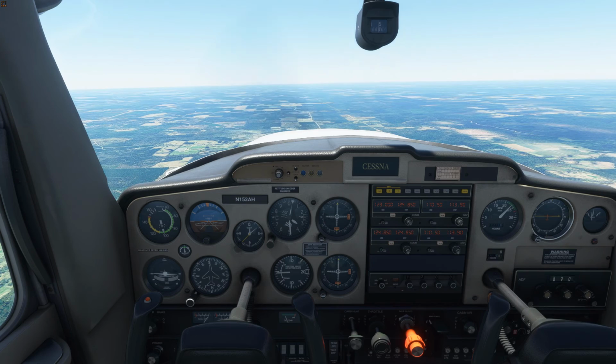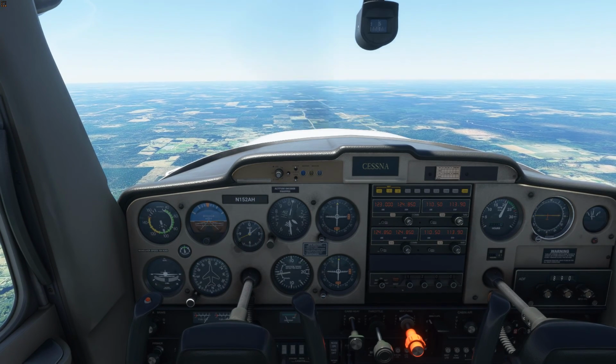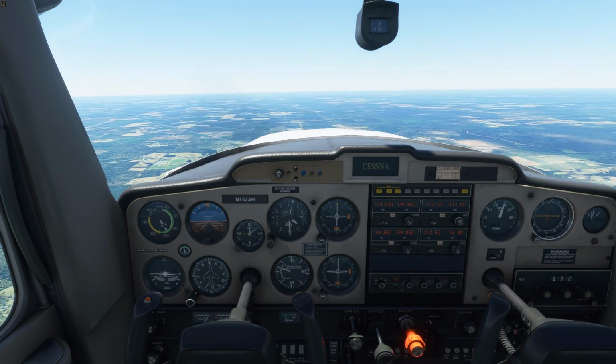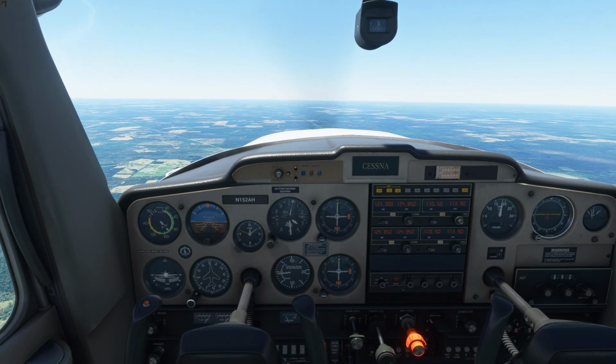So I'll go ahead and throw the carb heat on. I'll pull the power back to about 1,500 RPMs. Again, a little lower power setting, since we don't have the drag with the flaps to help us out there. I'll pitch to maintain my altitude.